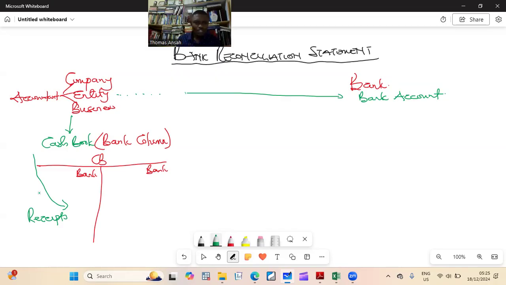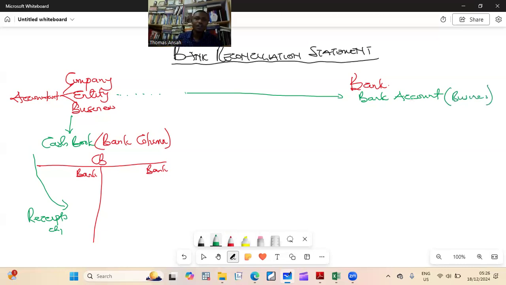Now, you will later take the check to the bank. I will show you how this is done in real life, in real businesses and in their offices. But what I'm trying to say is that the moment you receive the check, you also go to the bank and deposit it into your own account, the bank account for the business.